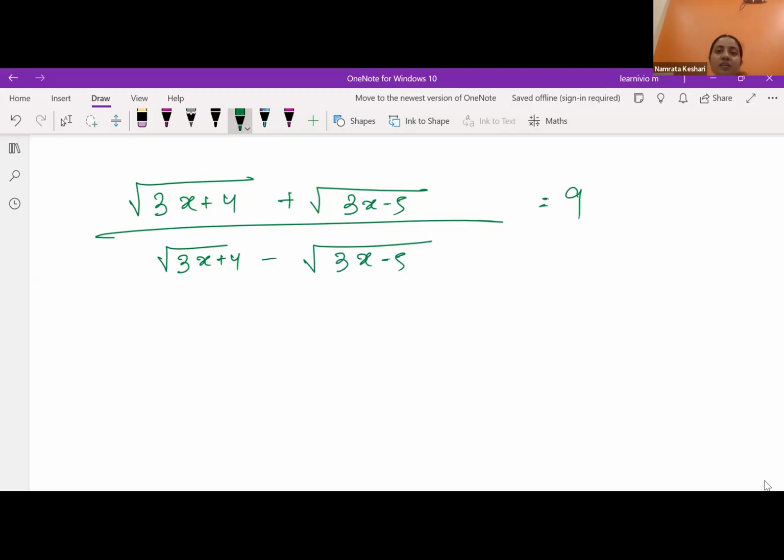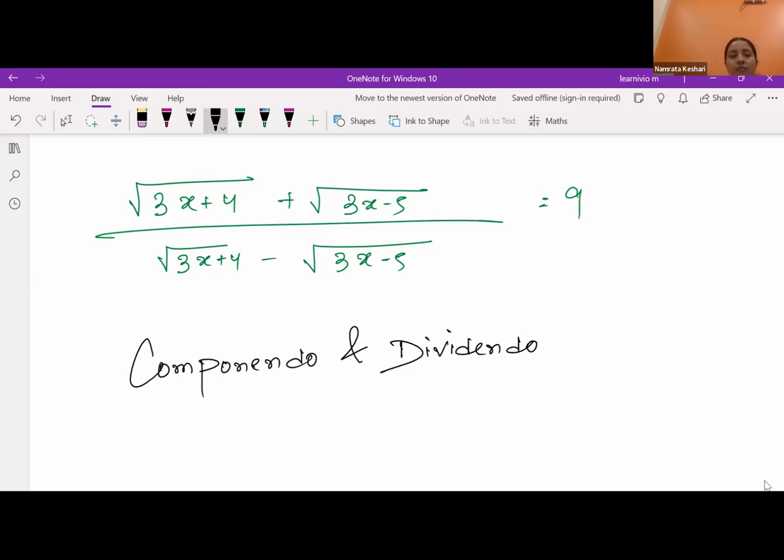Now it is not that simple. Can you see? And we will use componendo and dividendo. Whatever numerator we are having, we will add the denominator with that, and whatever numerator we are having, we will subtract the denominator. So the numerator I am copy pasting, and we will add the denominator.